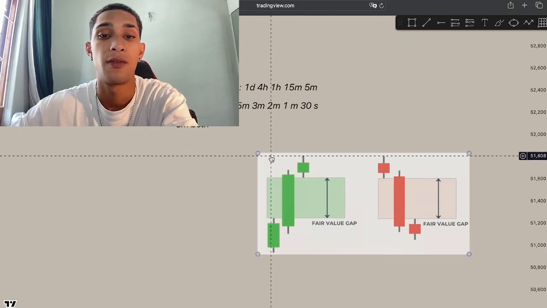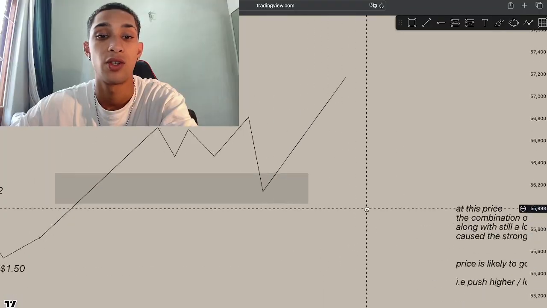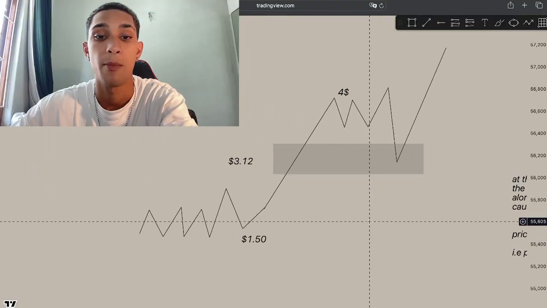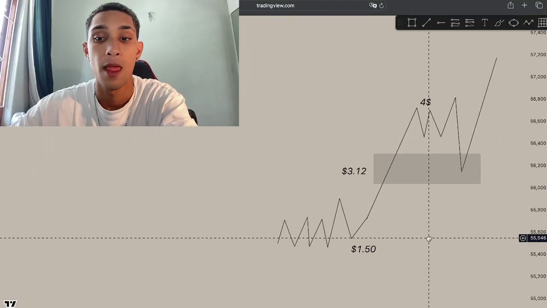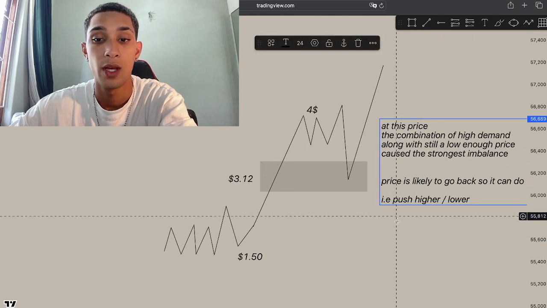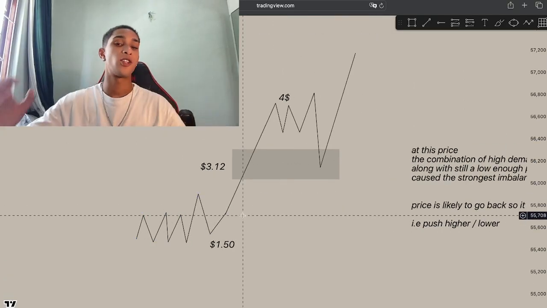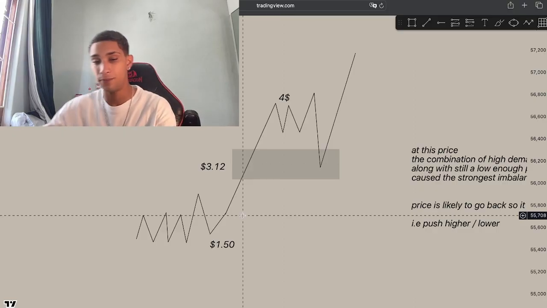So how does a fair value gap work? I'm going to just break this down, and I've got something here that I would like to show you guys to make this as simple as I possibly could. Okay? Within a market, any market, we are going to be moving. Let's just imagine it as simple as possible.